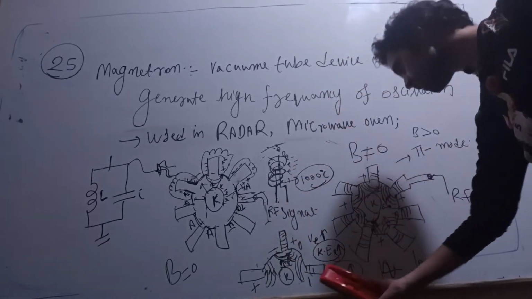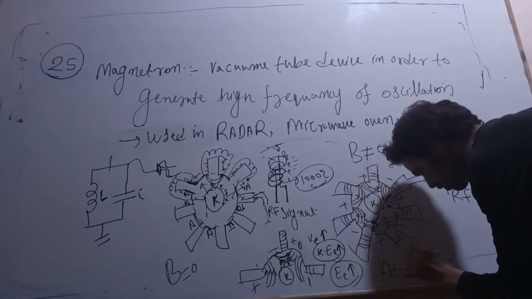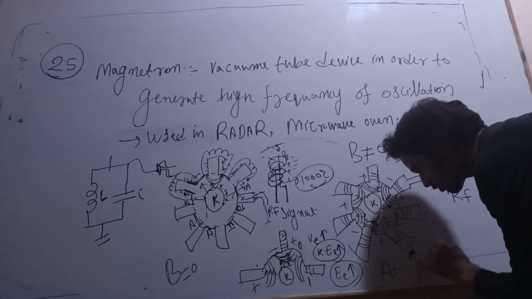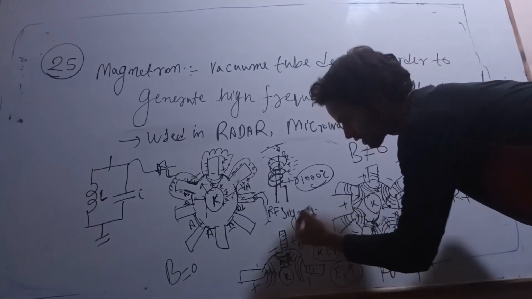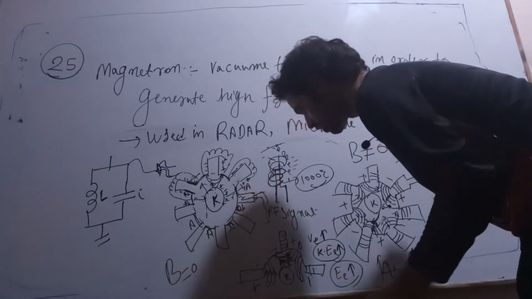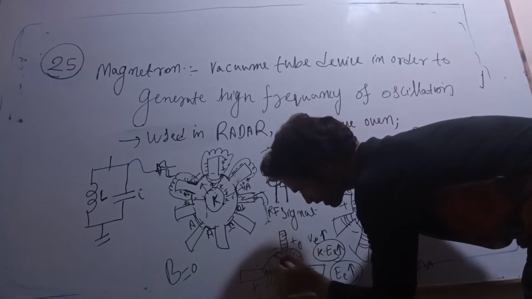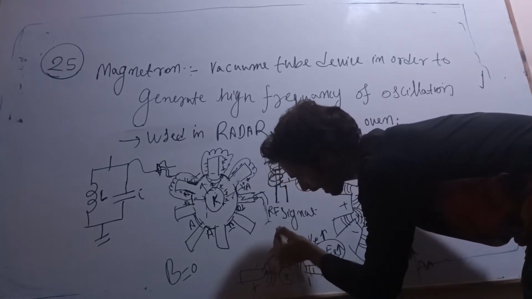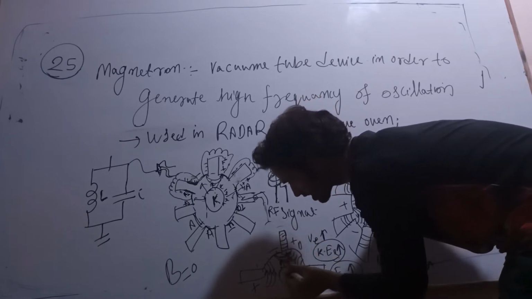Therefore, instead of amplifying the RF signal, it will get attenuated. This signal is getting attenuated instead of amplifying. Where is this energy going? This energy is going to the electron. So now in this cavity, due to the magnetic field across this cavity, it will accelerate this electron.